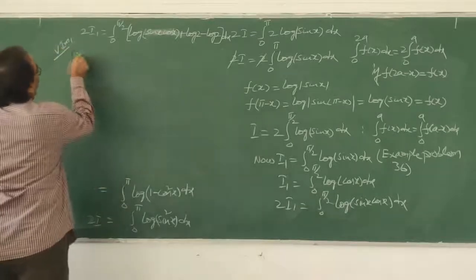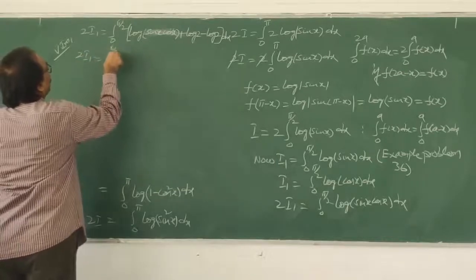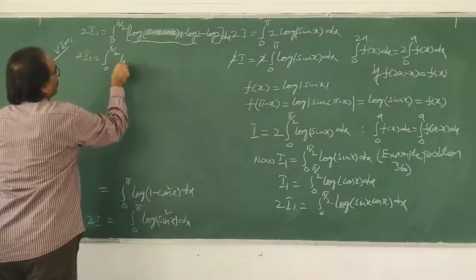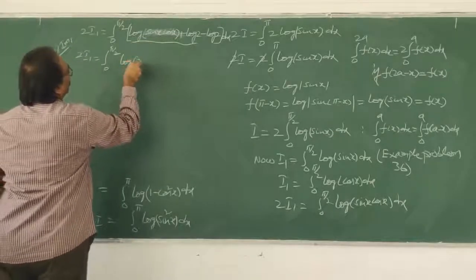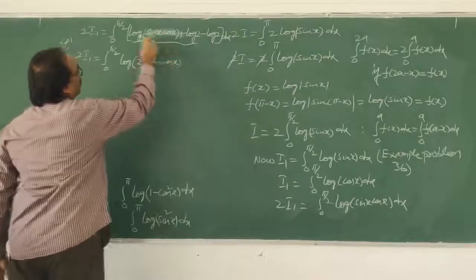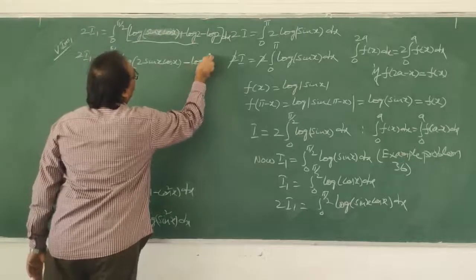Now you tell me, 2I1 is equal to the integral from 0 to pi by 2 of log A plus log B. These two you take. Log A plus log B is log AB, which means log of sin x cos x into 2 sin x cos x, minus log 2 dx.